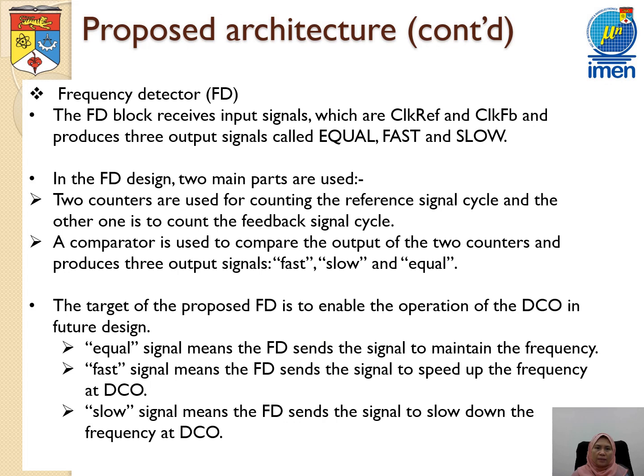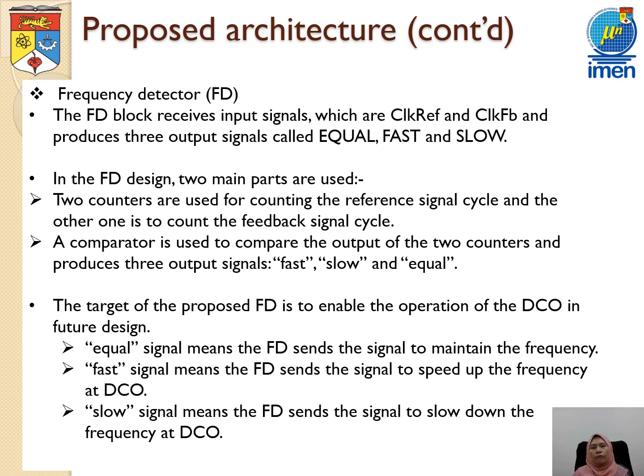So for the frequency detector design, the two input signals are clock reference and clock FB, and we produce three output signals: equal, fast and slow. And in this FD, there are two main parts. One is two counters used for counting the reference signal cycle, and the other is to count the feedback signal cycle. And a comparator is used to compare the outputs of these two counters and produce three output signals of fast, slow and equal.